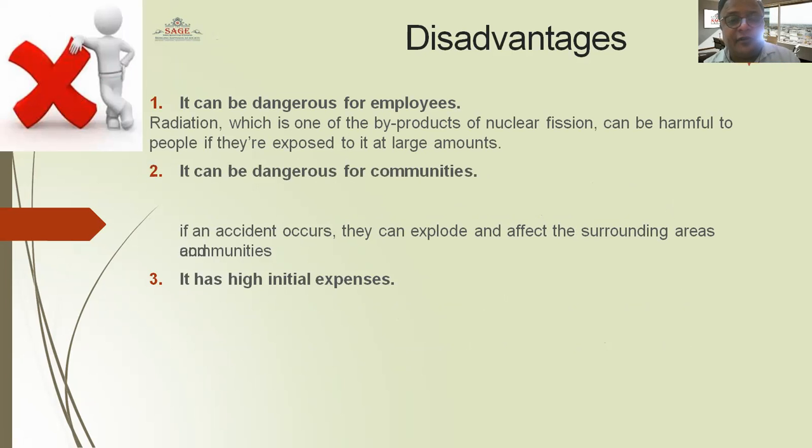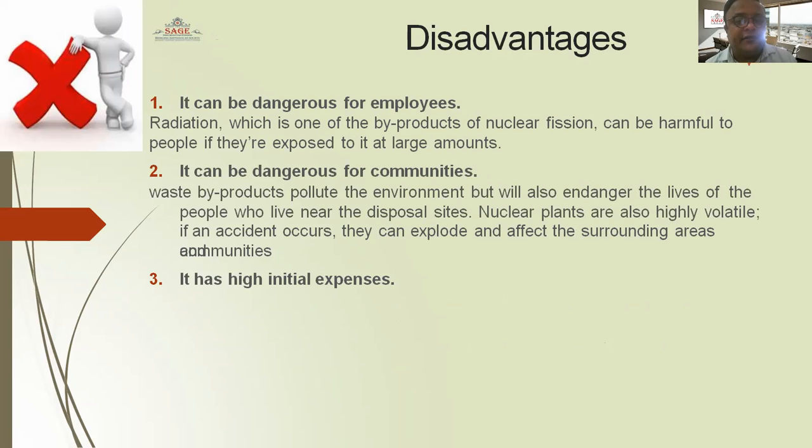It can be dangerous for the communities. Waste byproducts pollute the environment, but will also endanger the lives of the people who live near the disposal sites. And nuclear plants are also highly volatile. If accidents occur, they can explode and affect the surrounding areas and communities.